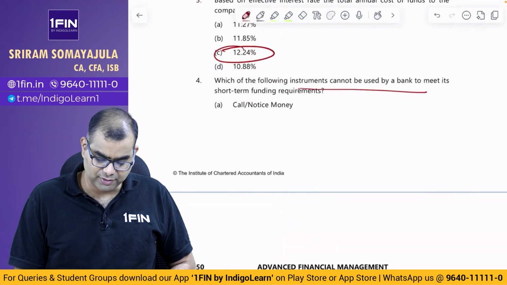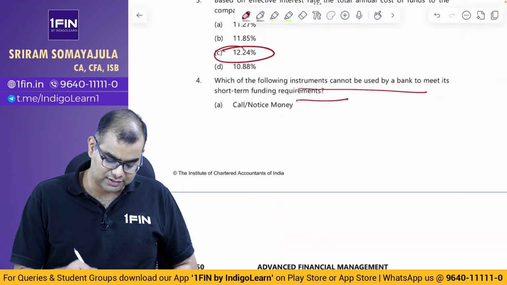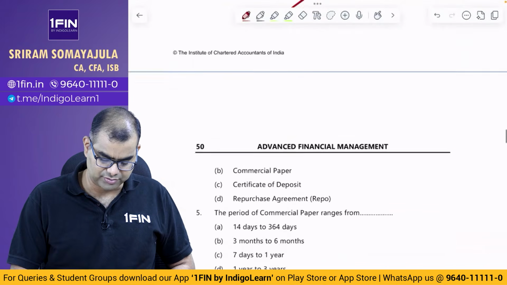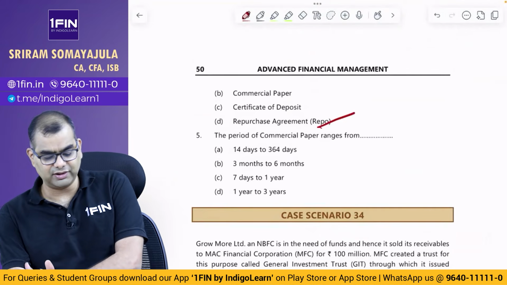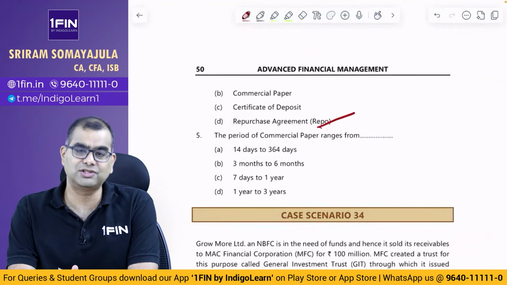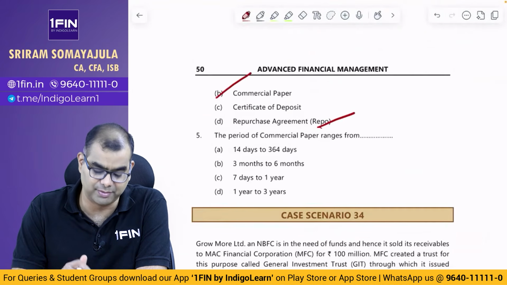Which of the following cannot be used by bank to meet its short-term requirement? They can do call money, notice money. They can use repurchase agreement. Now, certificate of deposit and commercial paper. See, a bank does not issue a commercial paper. No, bank issues only certificate of deposit. So, answer is B. Commercial paper cannot be used.